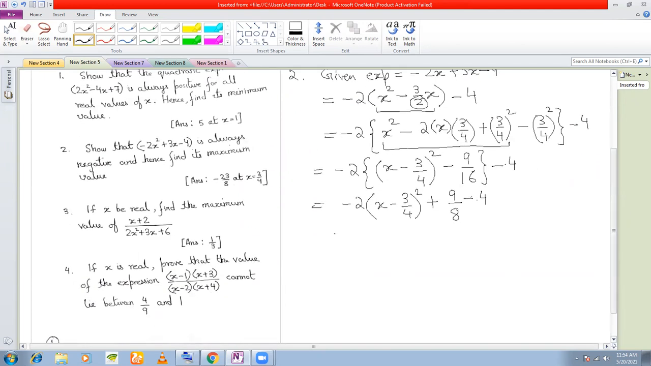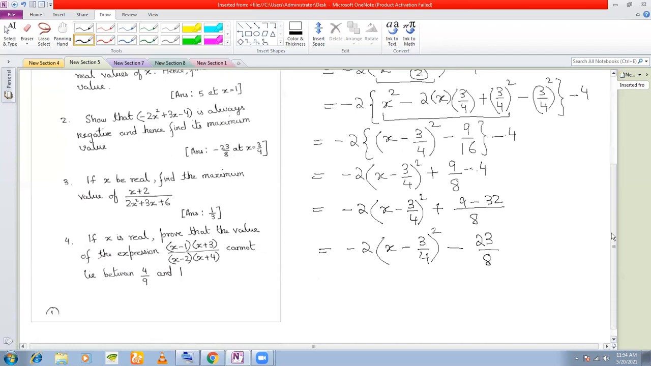Okay. So now what happens? Minus twice x minus 3 by 4 square. Now here I take the LCM. 9 minus 32. It becomes minus twice x minus 3 by 4 square. And here I get minus 23 by 8. Right?